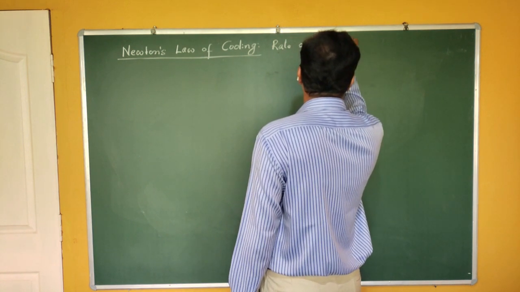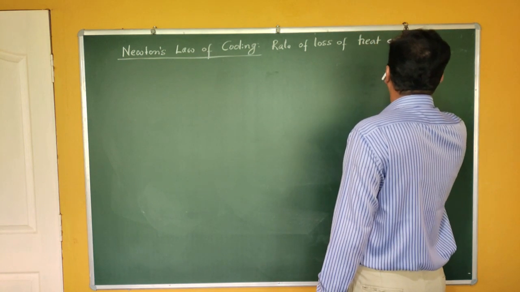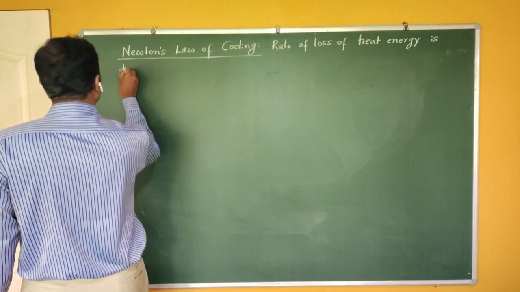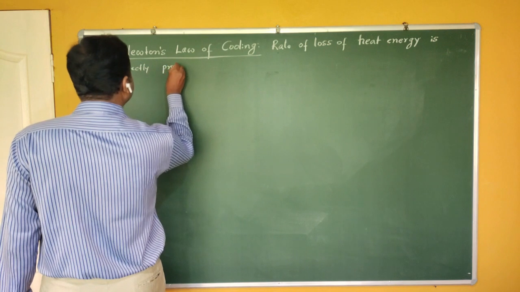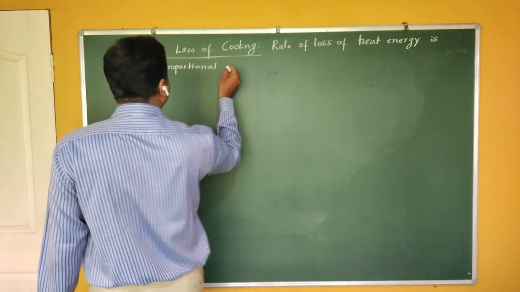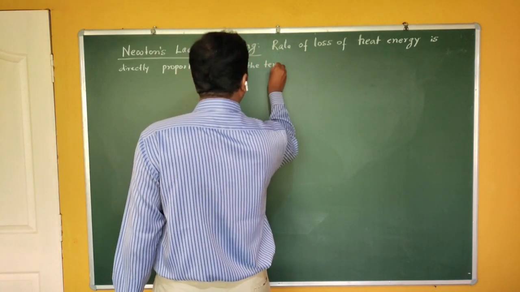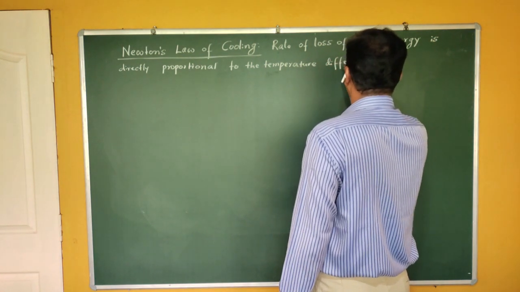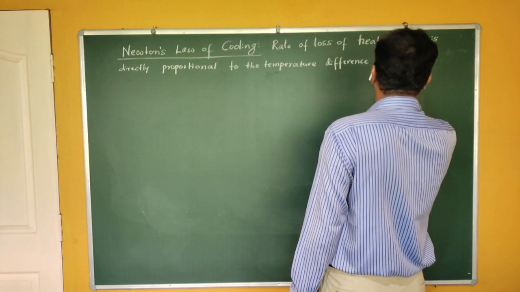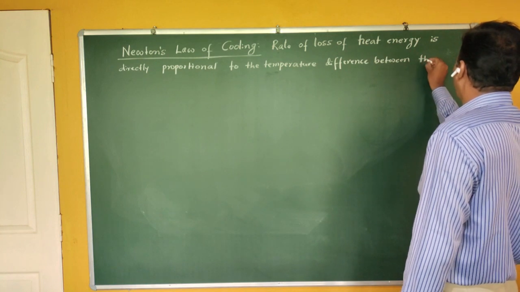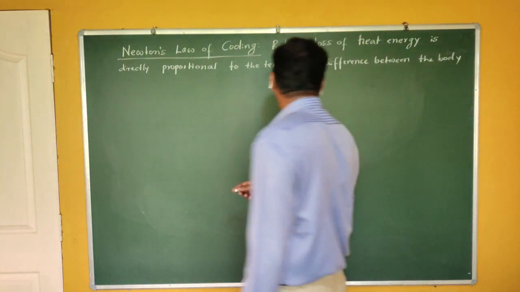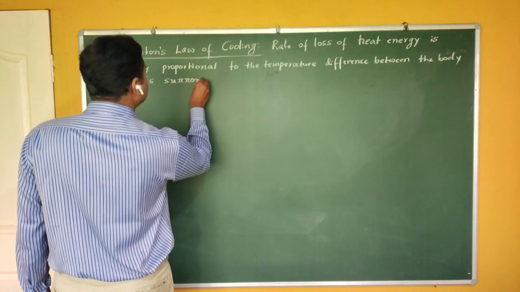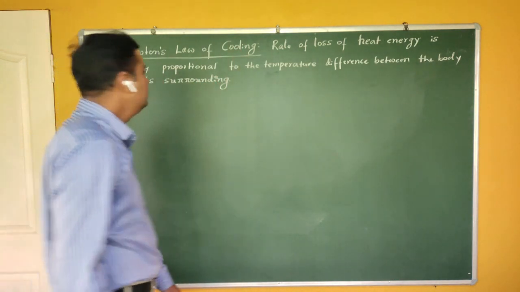Rate of loss of heat energy is directly proportional to the temperature difference between the body which loses the heat energy and its surrounding. The temperature difference between the body and its surrounding. This is called Newton's law of cooling.